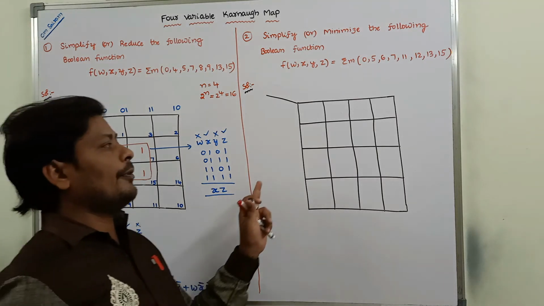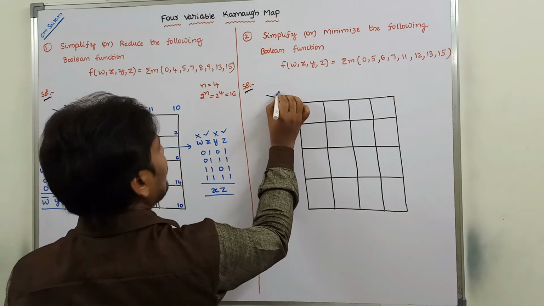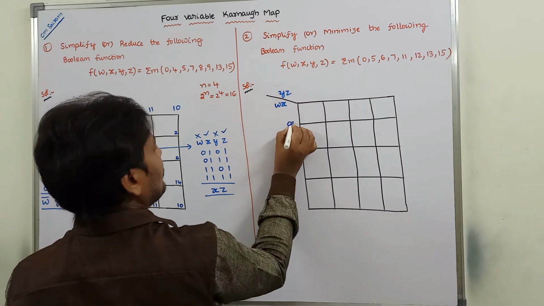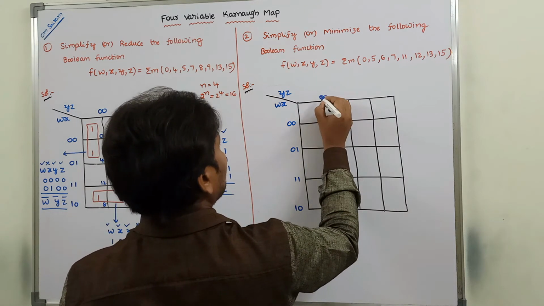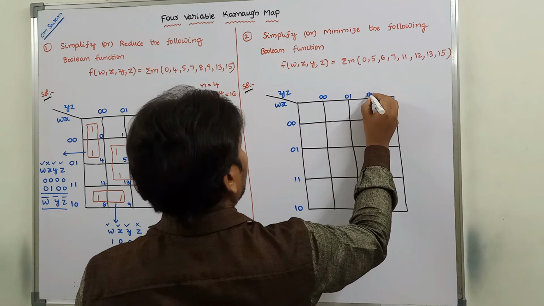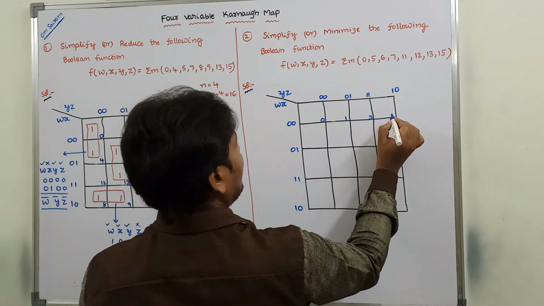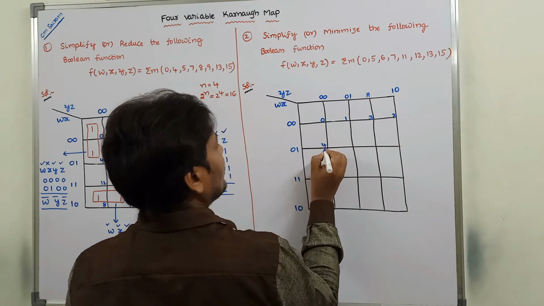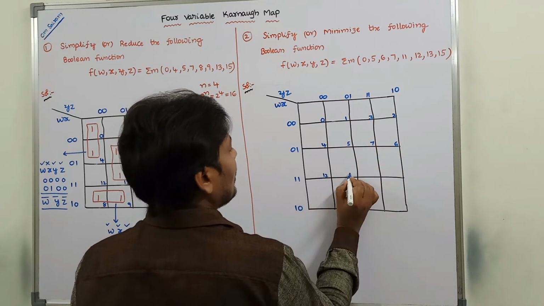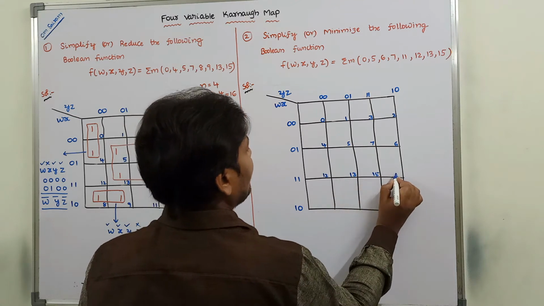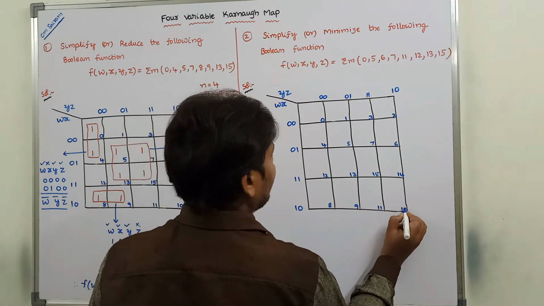Okay. Next we go for another problem. Here there are 4 variables, row wise WX, column wise YZ, 0 0, 0 1, 1 1, 1 0. So here the cell numbers are 0, 1, 3, 2, then 4, 5, 7, 6, then 12, 13, 15, 14, then 8, 9, 11, 10.